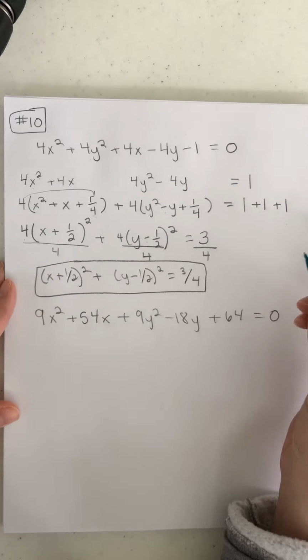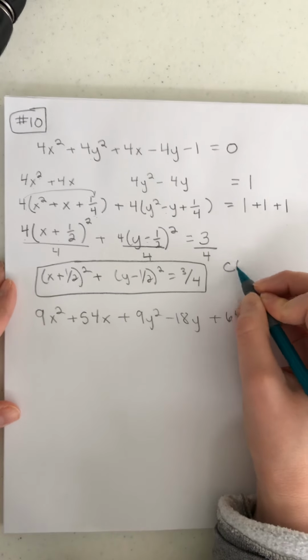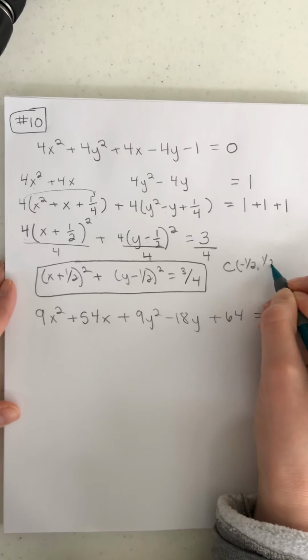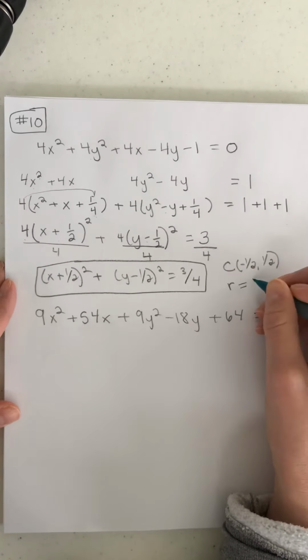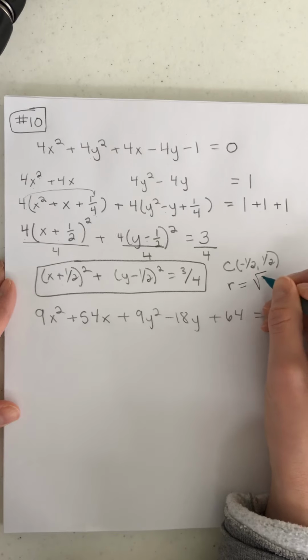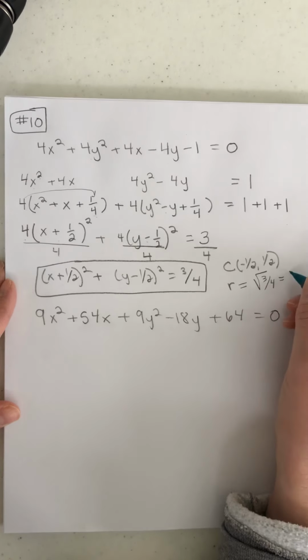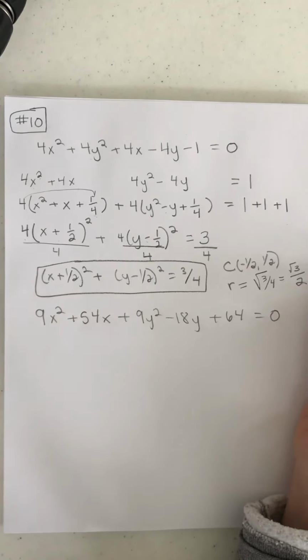From that, of course, you can identify the center as being -1/2, +1/2, and the radius would be the square root of this, which would be the square root of 3/4, or of course, that's the same thing as the square root of 3 over 2 if you wanted to simplify it that way.